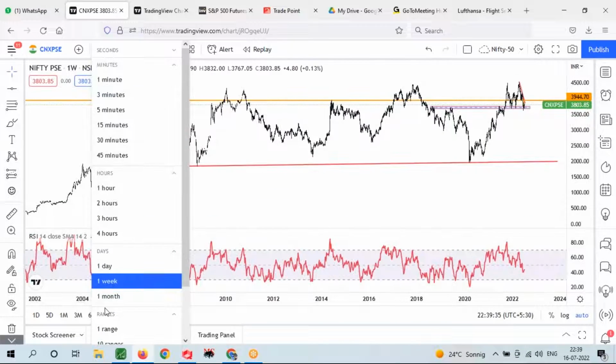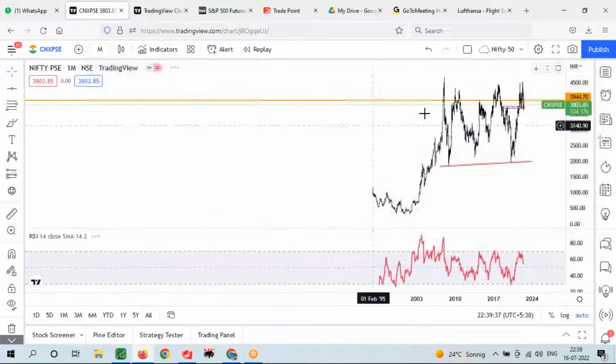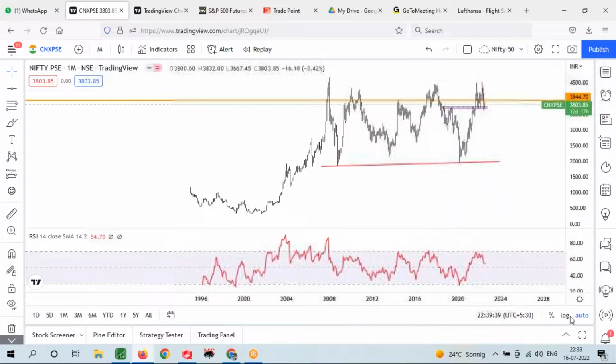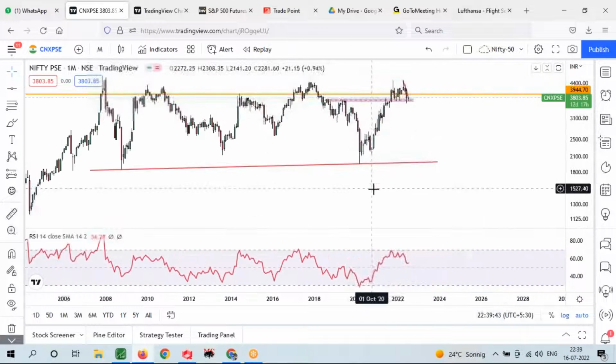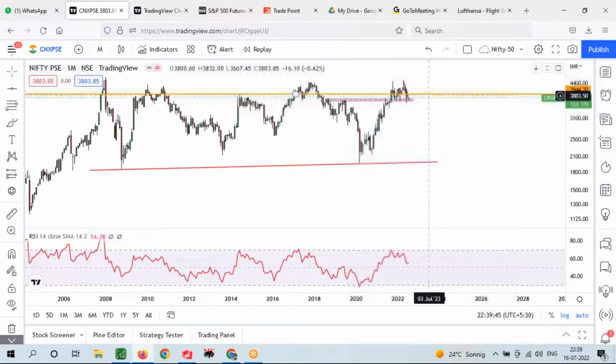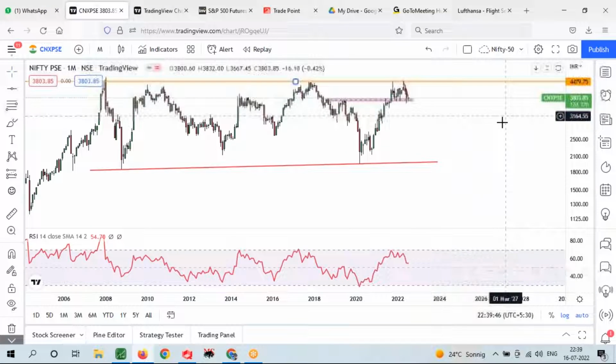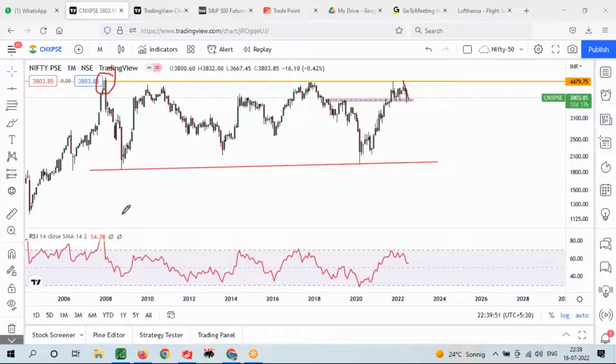Okay, let's look at the monthly chart. This is yet to make that big trend change. See here, 2007. And then almost here, look at here, already two attempts. And we are consolidating at the higher end of the range.